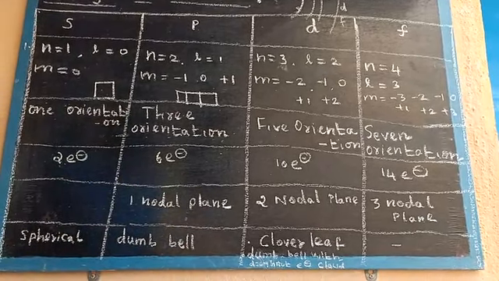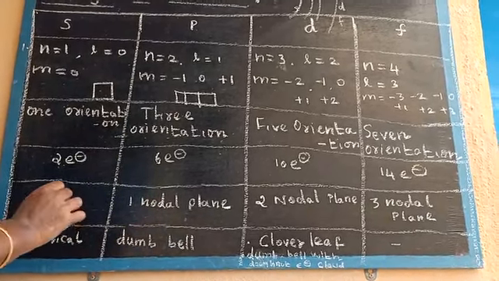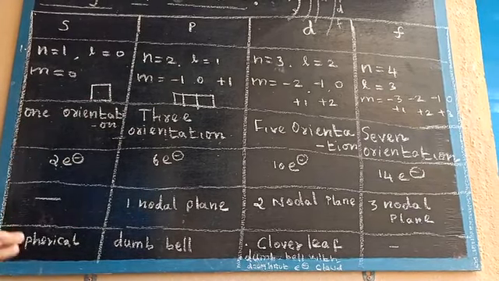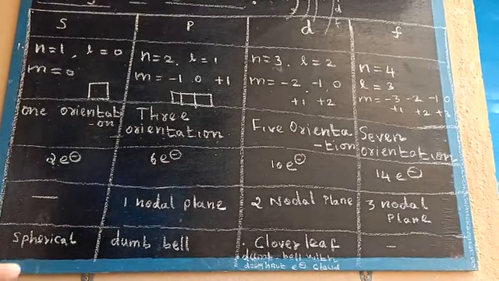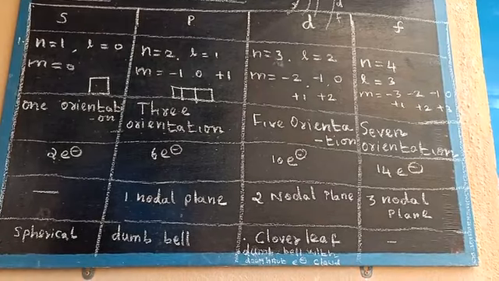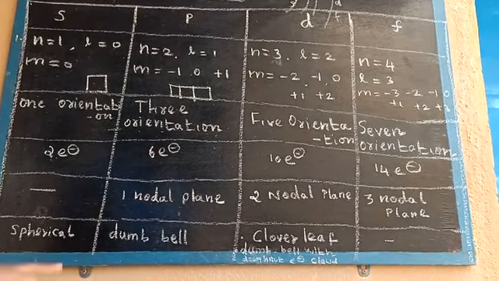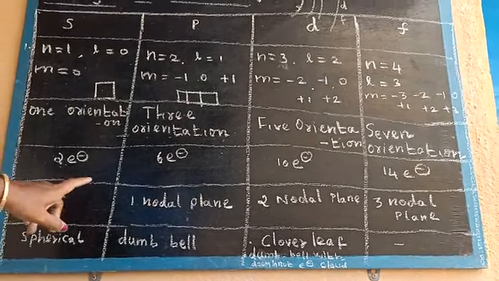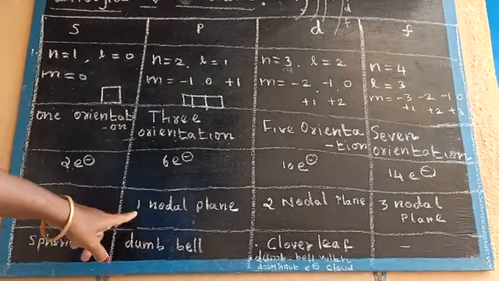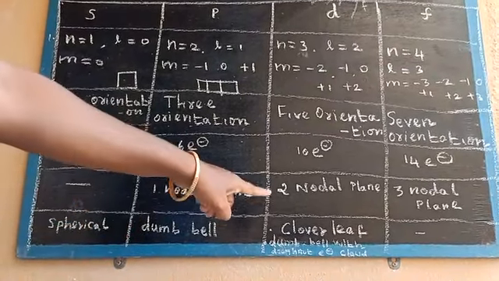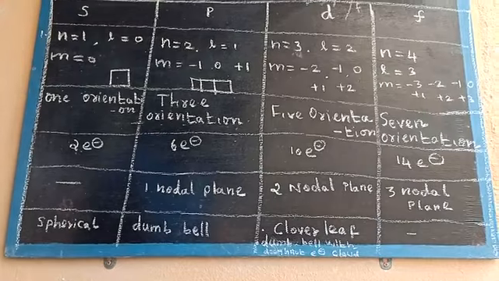Next, to calculate the nodal planes. Here the s orbital is a spherical shape, so the electron is uniformly distributed within the sphere. So here no nodal plane. Here only one nodal plane, 2 nodal planes and 3 nodal planes.